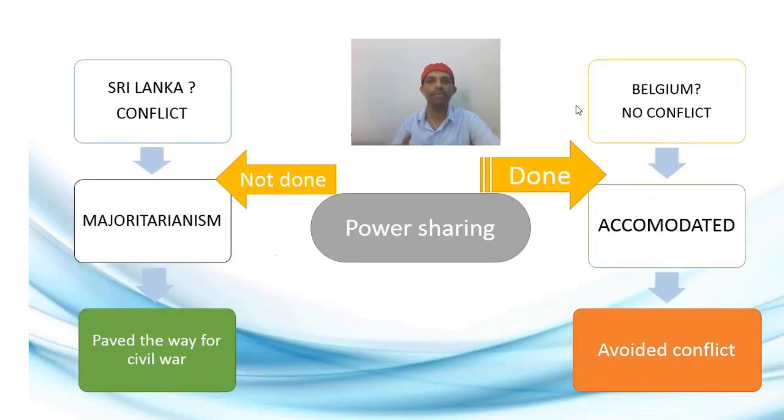So, the analysis of case number one and case number two clearly helps us to know the importance of power sharing in democracy. Belgium, yes, there was conflict, but later they avoided conflict. They accommodated everyone. That is through power sharing. They have done the power sharing. Whereas when you take the Sri Lankan example, there was no such conflict actually. But slowly, gradually, it led to civil war due to the policy called majoritarianism, because they have not done power sharing.